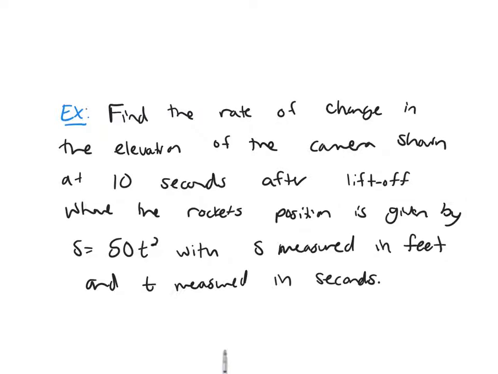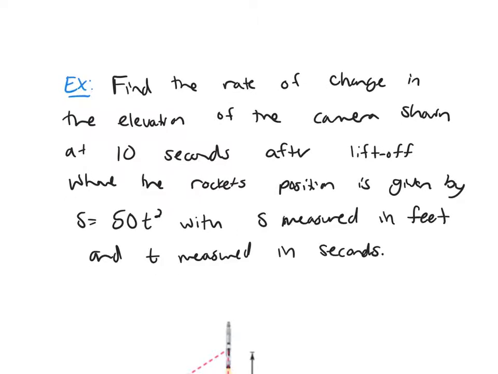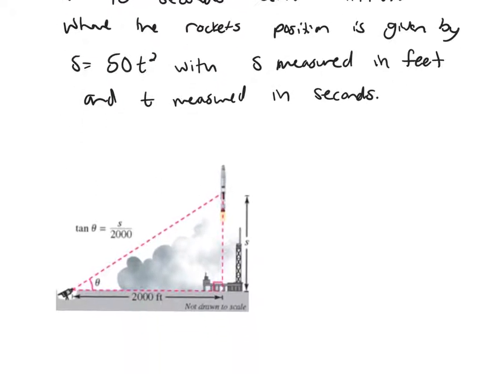Let's look at another rate of change problem. So here we're trying to find the rate of change in the elevation of the camera shown at 10 seconds after liftoff, where the rocket's position is given by s equals 50t squared, with s measured in feet and t measured in seconds. Let me move this so we can see the picture now. Here's the picture. We have a rocket lifting off and there's a camera following it.